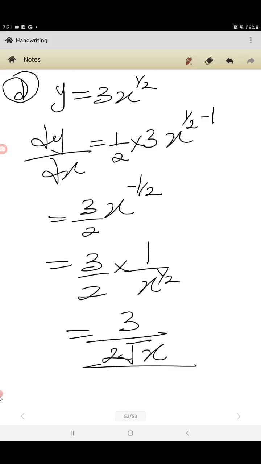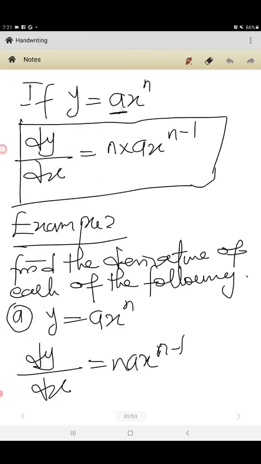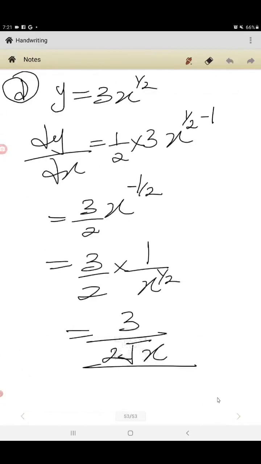As we continue, for the revision of this, you just have to get the logic that if y is x raised to power n with a constant, this is the general formula for it. So we apply it in case you have to solve a little more difficult question. You just have to follow the procedure.